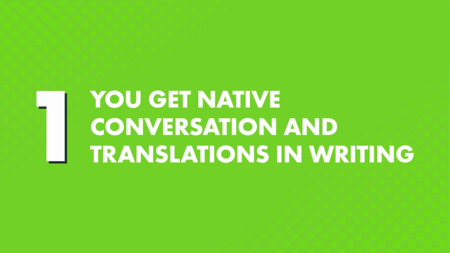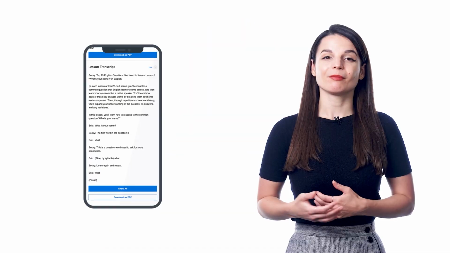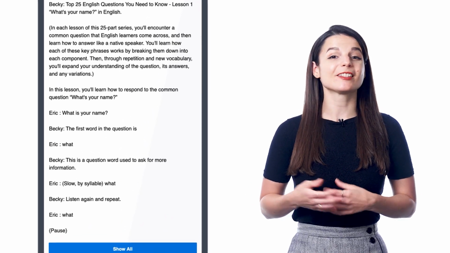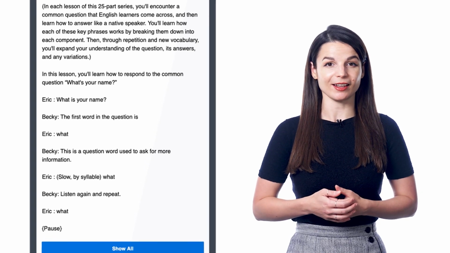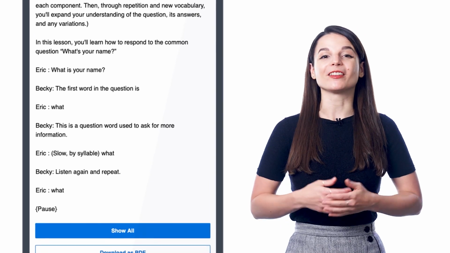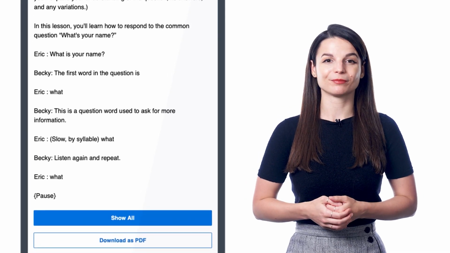And there are 3 reasons why this basic study tool makes learning the language super easy. First, you get native conversation and translations in writing. Imagine listening to a conversation in real life. Native speakers speak fast, so you might not understand every single word. But if you have a transcript to follow along with, you can easily pick every word apart and start understanding what the native speakers say. And since you learn a new conversation in every lesson, that's exactly why you get our lesson notes for every lesson, so you can quickly grasp and understand native speech.